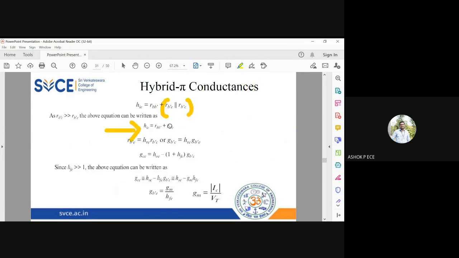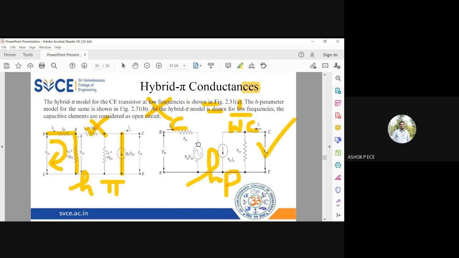See here, HIE equals RBB' plus RB'E. And all the values of the other resistances are given here. You can check. For HIE, we have found RB'E is going to be this value, GCE is going to be this value, GB'E is going to be this value, and GM is going to be IC by VT. So we have found the values for all the resistances and the conductances.